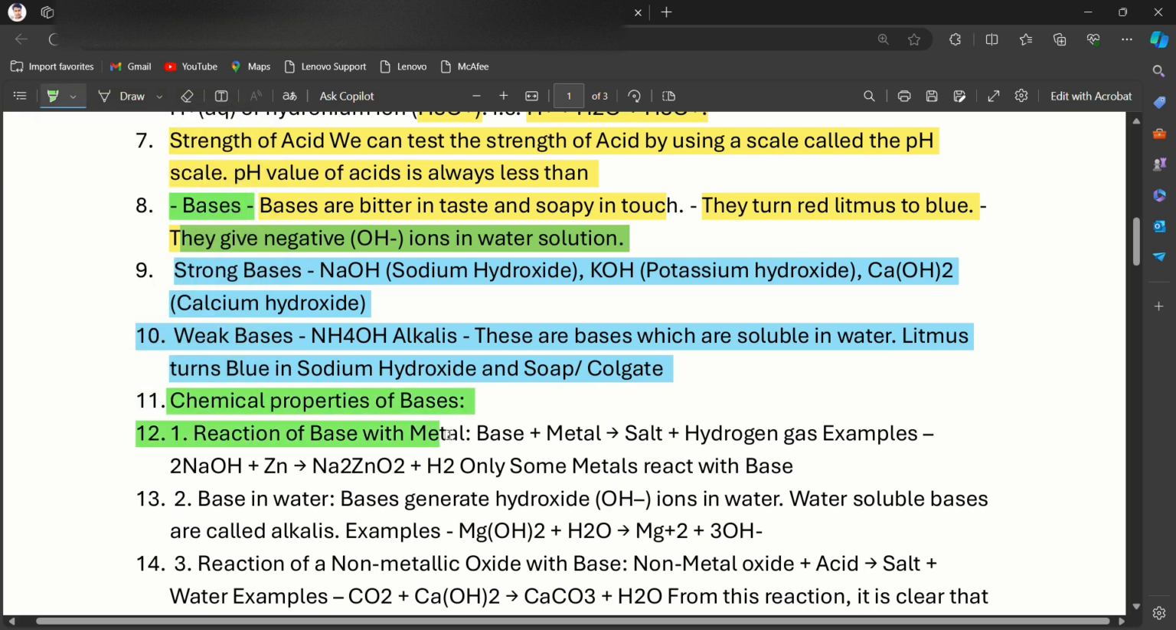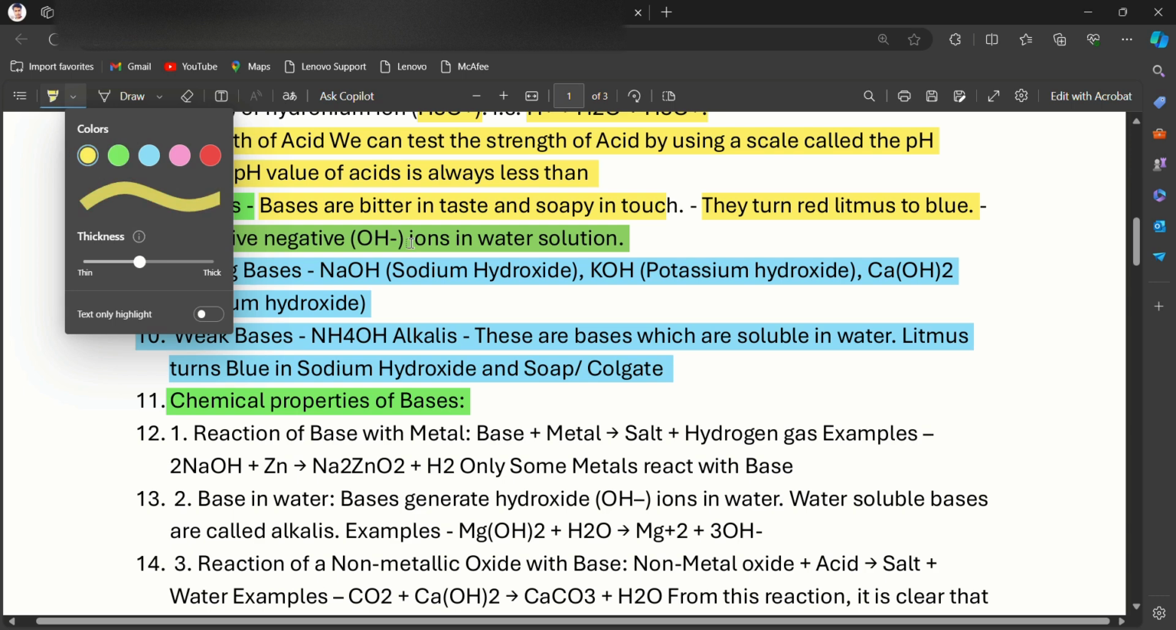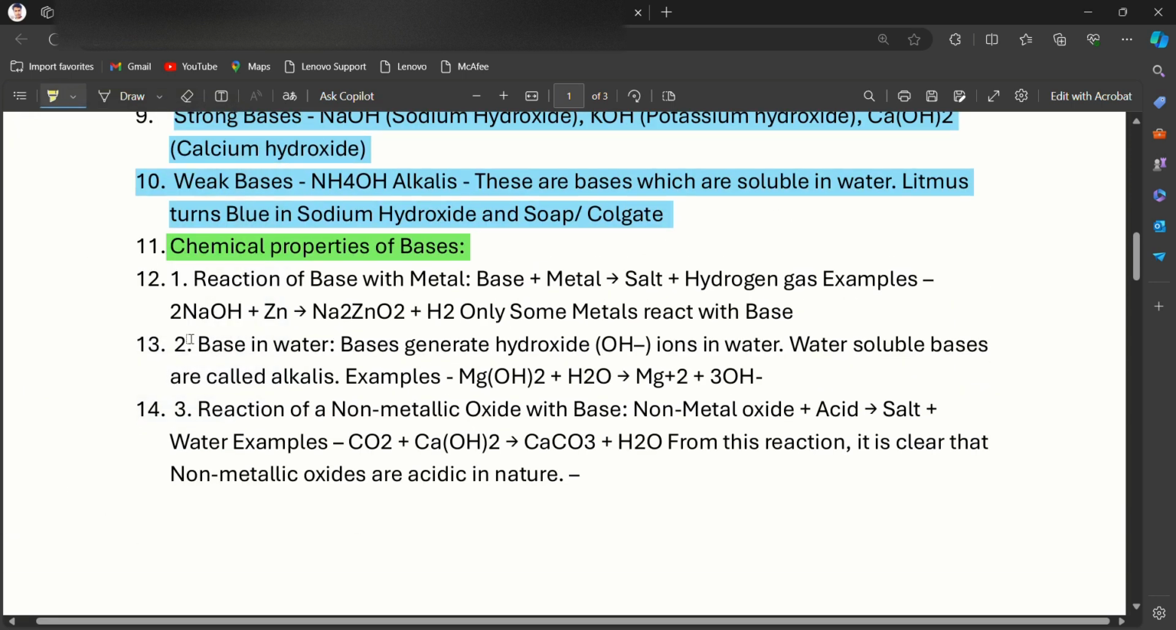So then we talk about the chemical properties of bases. Okay, so let's talk first about the reaction of base with metal.